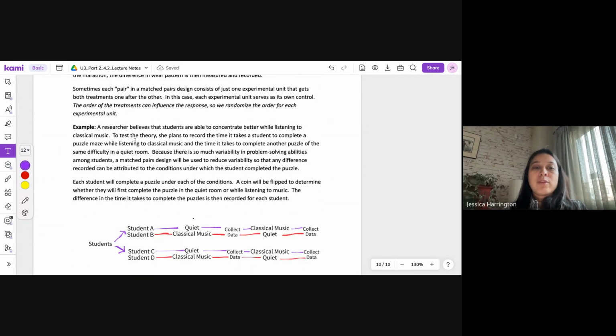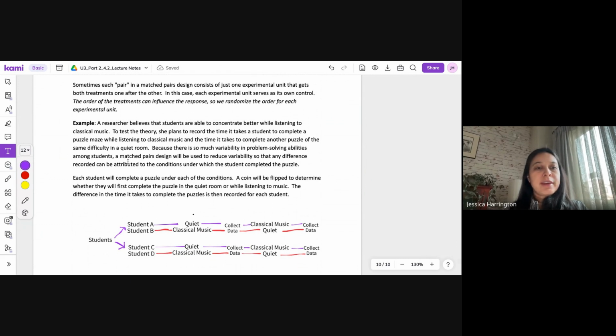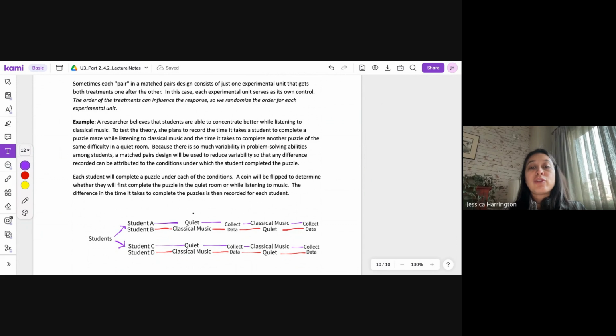So this is another one of those making it so that each subject gets both treatments. In this example, it's a researcher who believes students are able to concentrate better if they listen to classical music. So to test the theory, they've done a matched pairs design, right? They put two students together. Because there's so much variability in problem solving abilities among students, a matched pairs design will be used to reduce variability so that any difference recorded can be attributed to the conditions under which the student completed a puzzle.